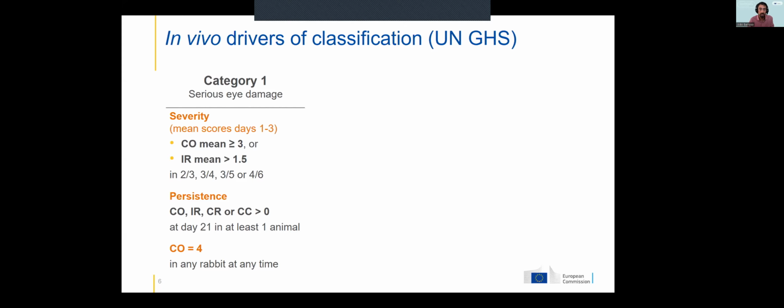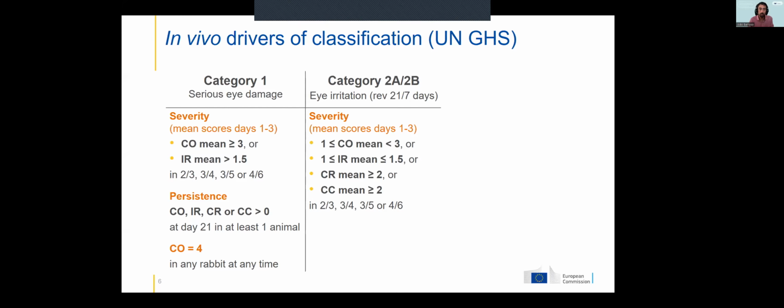Then persistence of any effect on day 21 in at least 1 animal can also drive classification, a category 1 classification, as I mentioned, and a corneal opacity equal to 4 in any rabbit at any time point in the observation period can also lead to a category 1 classification.